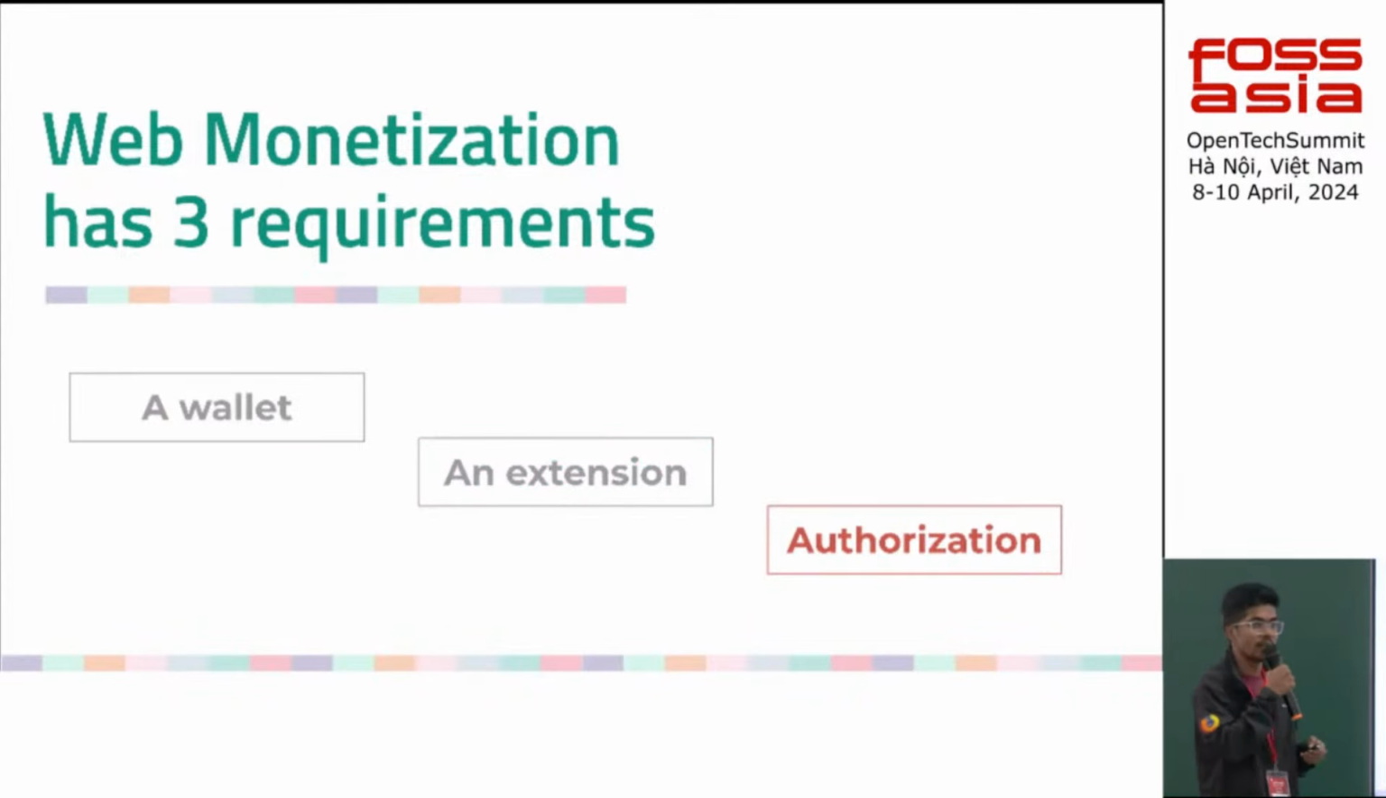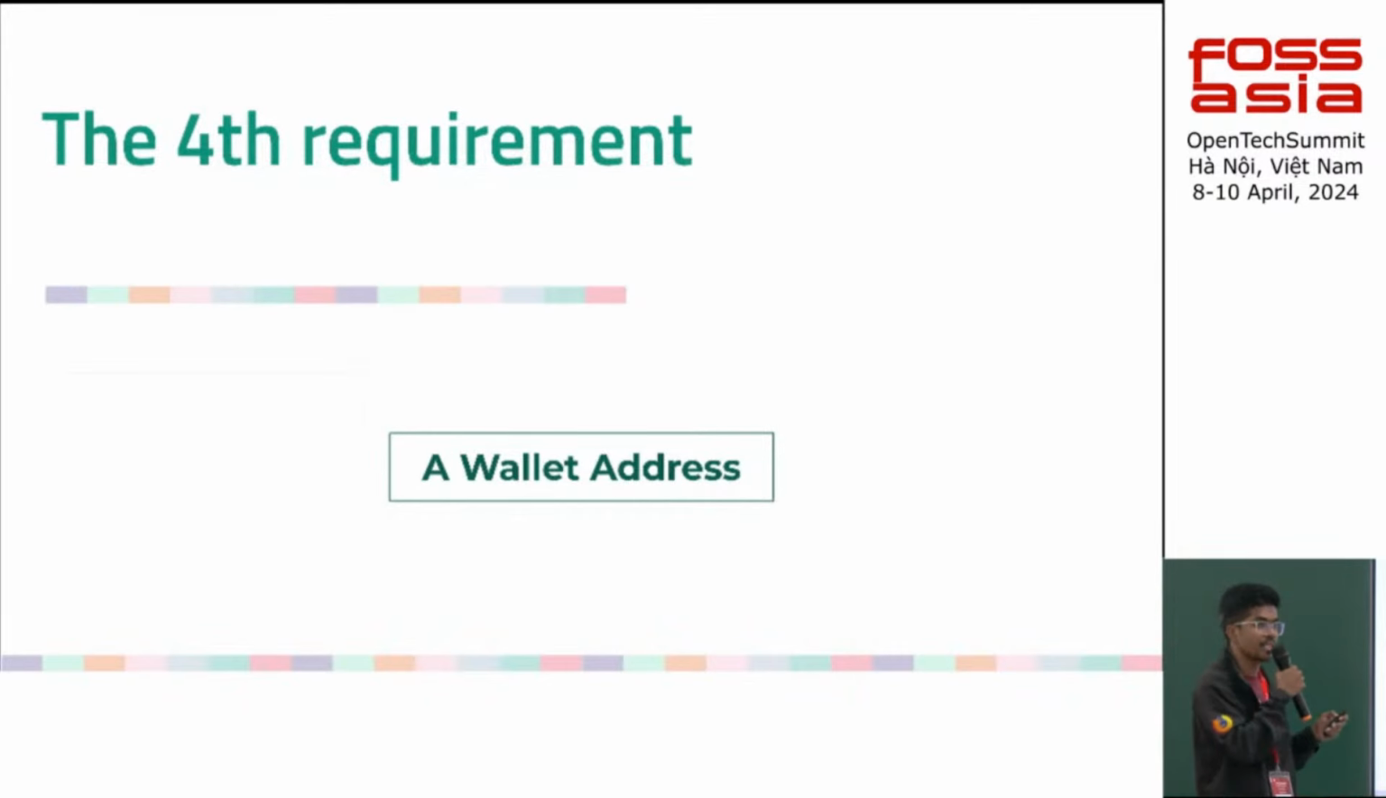And then you will provide an authorization. Authorization is like you will add your wallet address. I as a user will add my wallet address to my extension, and I validate it for a certain payment, maybe say $1 or $2 every month, and then I authorize that payment. And there is a fourth requirement, which is the wallet address I was telling you about. The wallet address is what you as a web developer will add to your website.